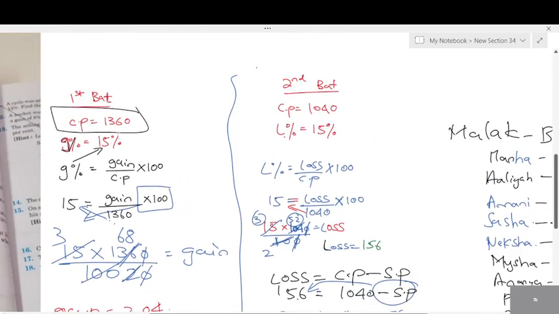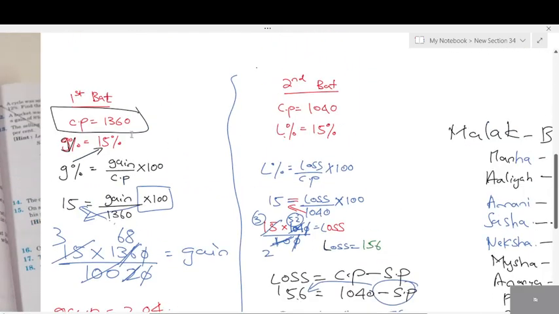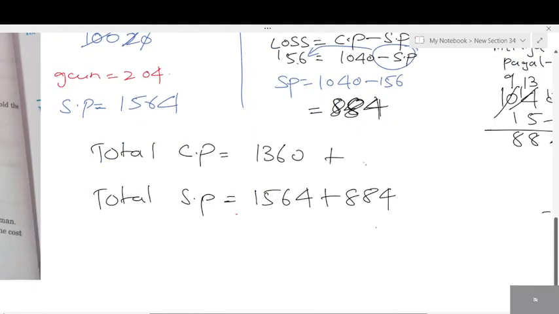What is the cost price? 1360 plus. It's given in the question. 1360 plus what? Will you try this for homework? This part you'll calculate. You'll get total cost price, you'll get total selling price. Then will you be able to calculate loss and profit?